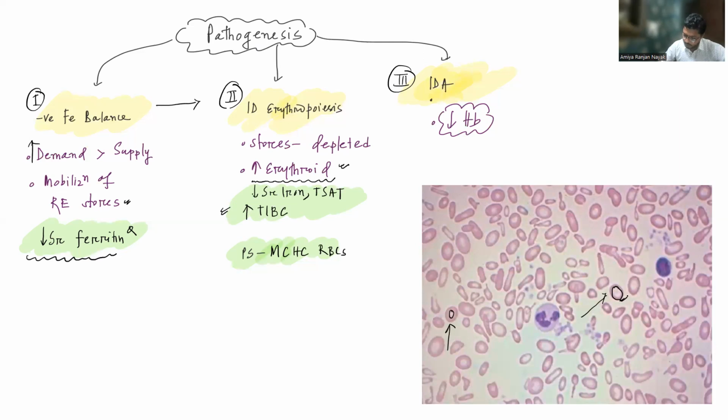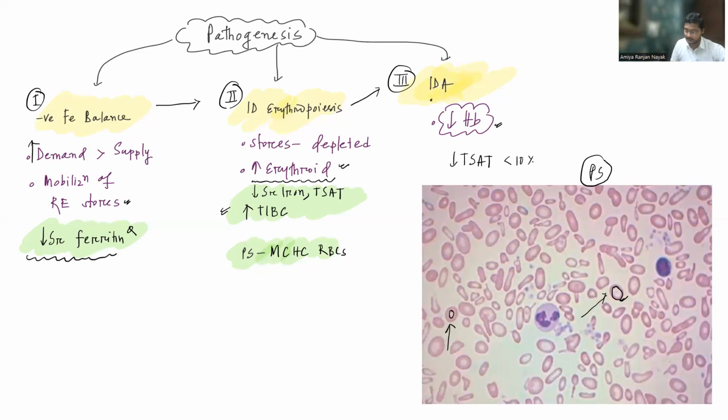Okay, so you are going to get these RBCs in the peripheral smear. Then if this stage persists, the patient will go to full-blown iron deficiency anemia, and here you are going to get a decrease in hemoglobin. Okay, severe reduction in the transferrin saturation, to less than 10 to 15%, and there will be development of anemia.